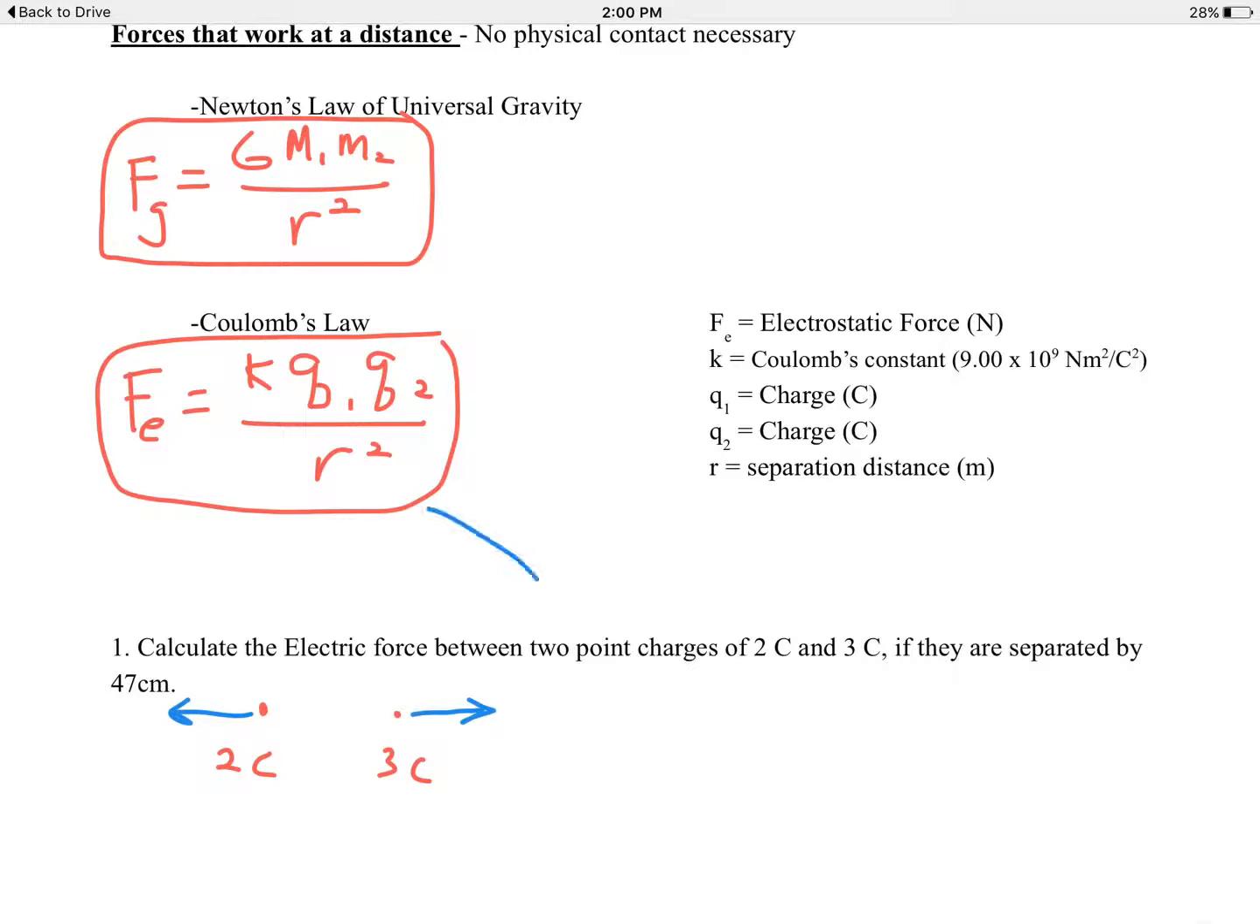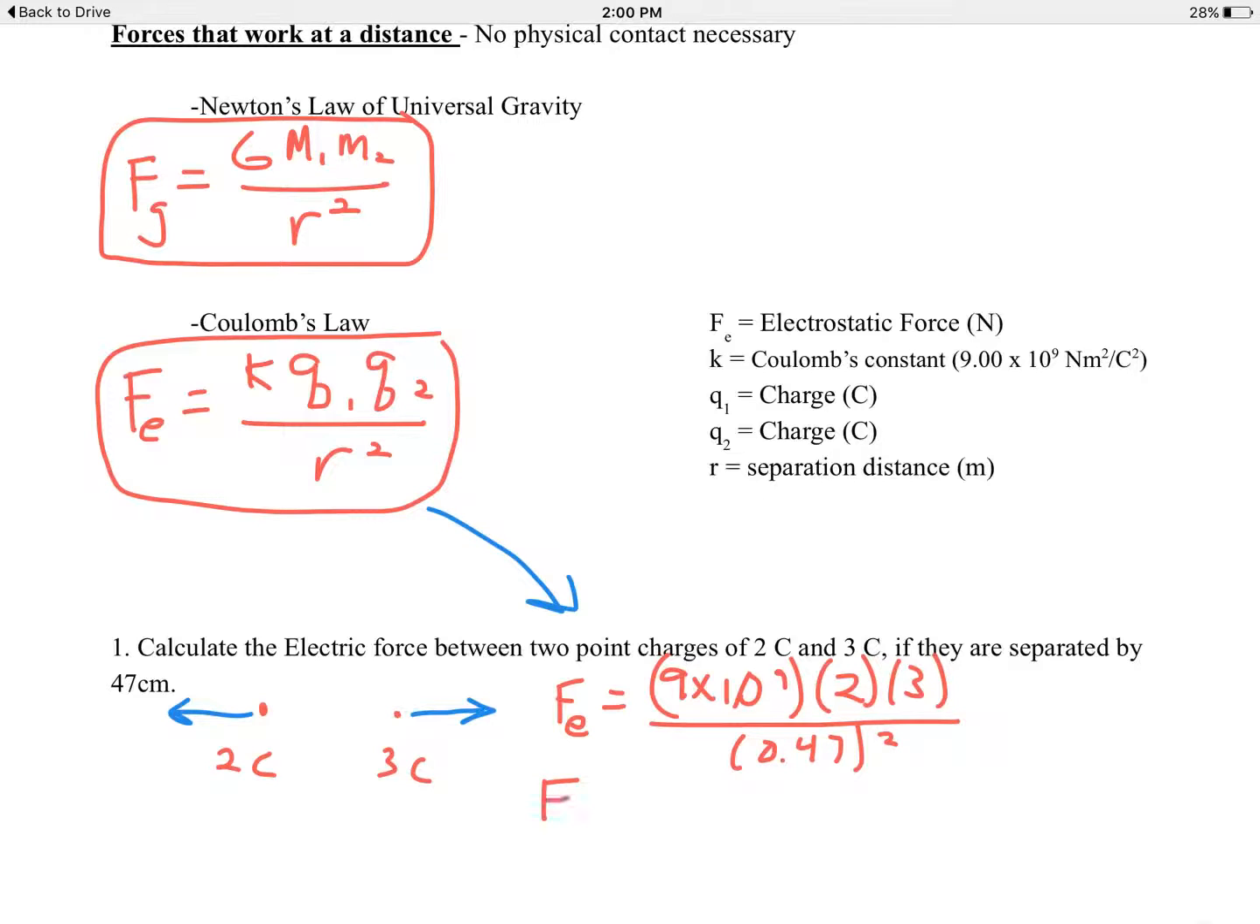I'm just going to plug the values into that equation up there. The electrical force of repulsion here will be K, which is 9 times 10 to the 9th, times the 2 times the 3, divided by their separation distance. Be careful with the units there. You want meters. So that's 0.47 meters squared. If you plug it into your calculator, you end up with the electrical force of repulsion here is 2.44 times 10 to the 11th newtons of repulsion or repelling.